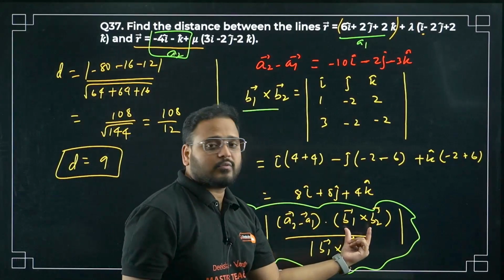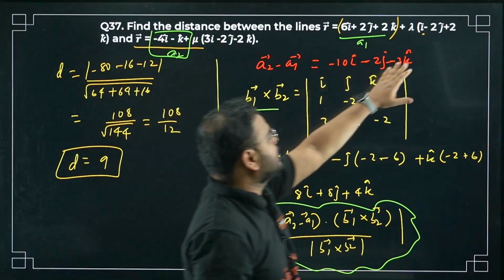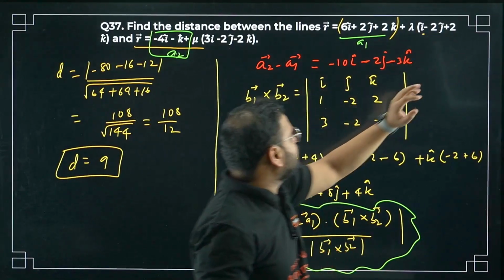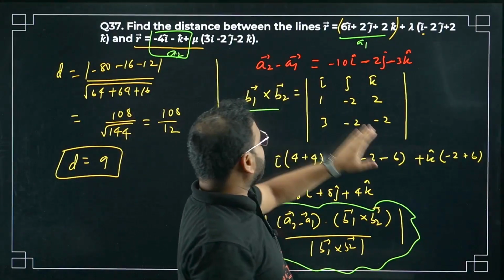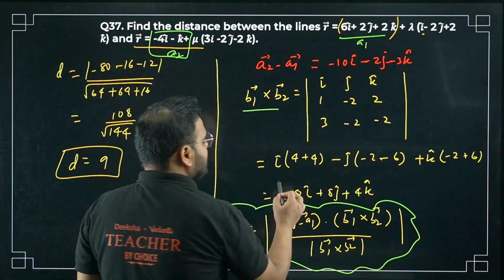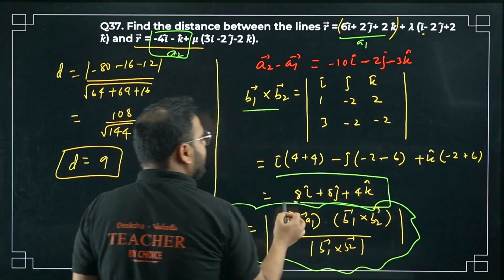The dot product of the cross product of vectors b1 and b2, with the parallel vectors. So b1 is 1 minus 2 and 2, and b2 is 3 minus 2 and minus 2. If you do that, you're going to get 8 i cap, 8 j cap, and 4 k cap.